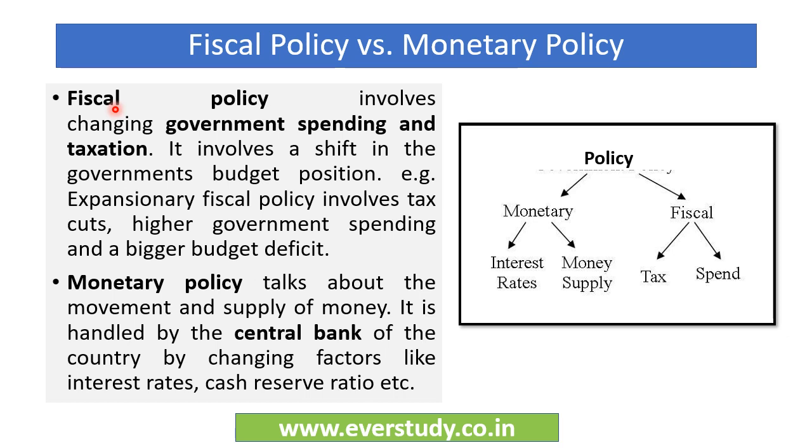For example, if the government is talking about expansionary fiscal policy, it means the government is thinking of expanding the supply of different incentives in the economy. It means tax cuts, it means higher government spending and a bigger budget deficit. So when we talk about the government's budget, we are talking about fiscal policy.